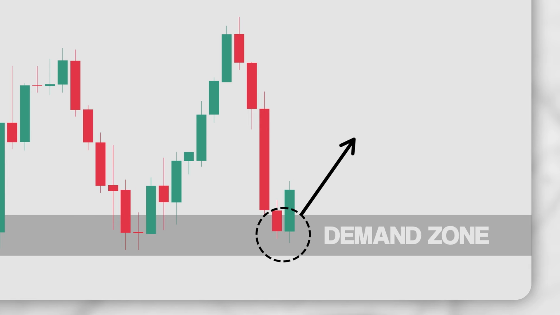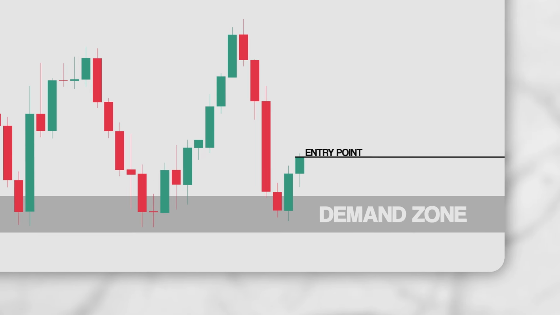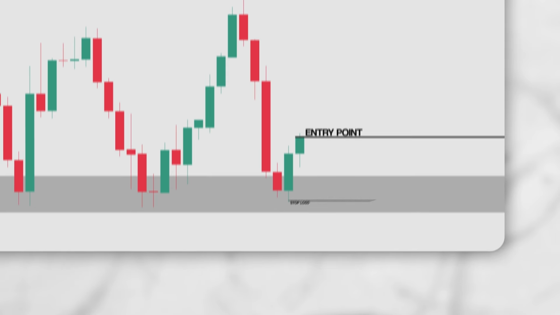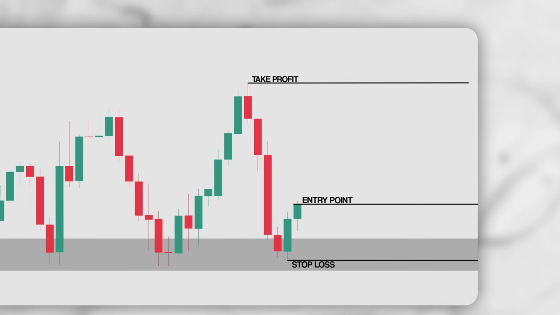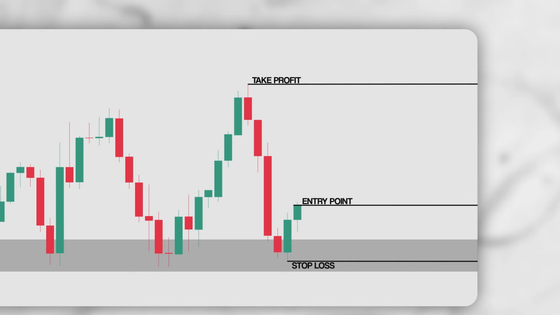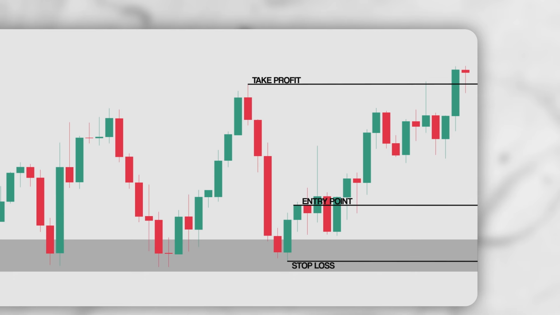For additional confirmation, we wait for the next bullish candle to form. The close of this candle becomes our entry point for a long position. The stop loss is placed below the low of the formed pattern. The take profit is set at the level of the previous major high. As a result, we can see price successfully following our scenario and reacting exactly as expected.